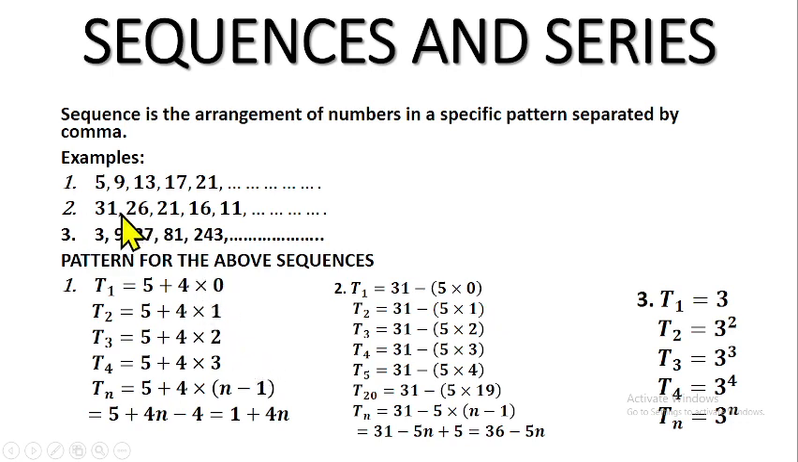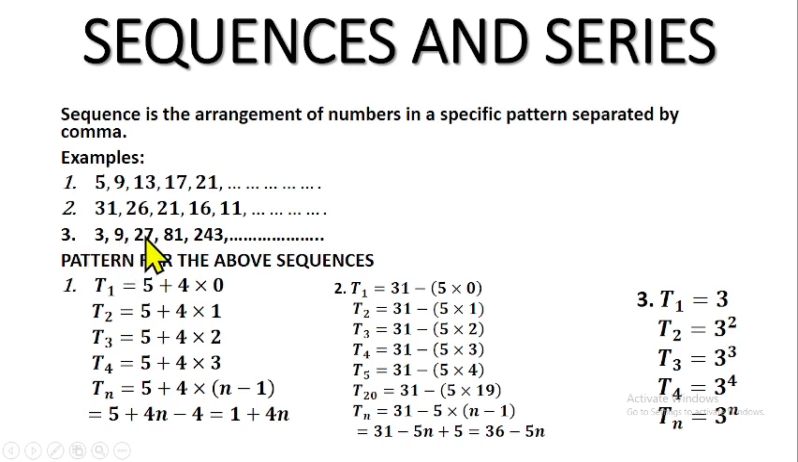Then look at the second example here: 31, 26, 21, 16, 11. This one is decreasing, while the previous one is increasing. So this is also a sequence because those numbers are arranged in a particular pattern separated by commas. We are going to explain that here also. Look at example number 3.